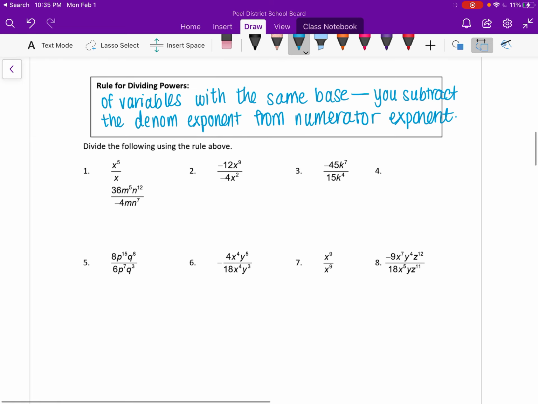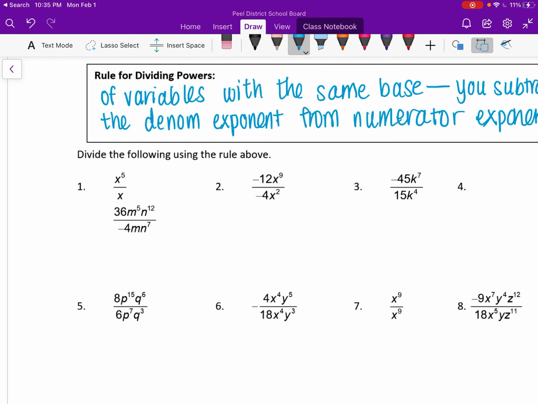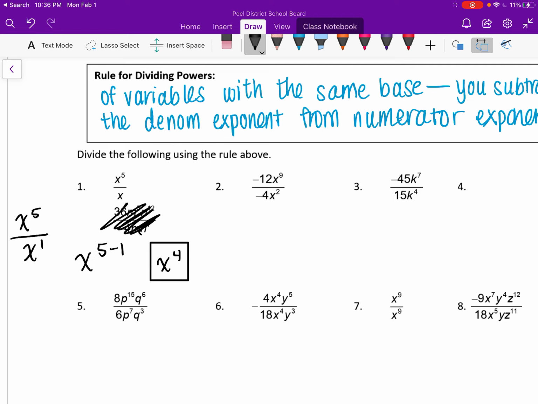So if we have something like this, this should not be here. So I'm just going to go in and just cross that out so that it doesn't bother us too much. But we have x to the power of 5 over x to the power of 1. So how I can write this is x, 5 minus 1, x to the power of 4. Cool.